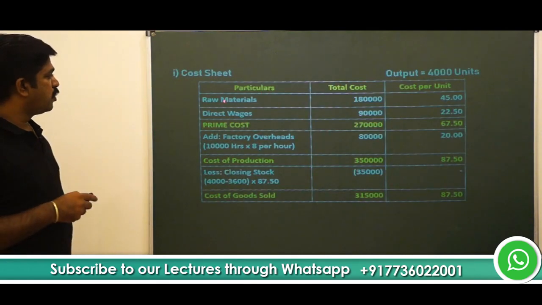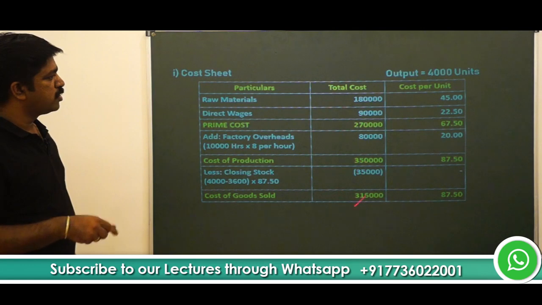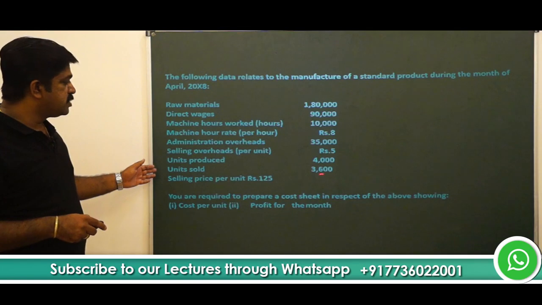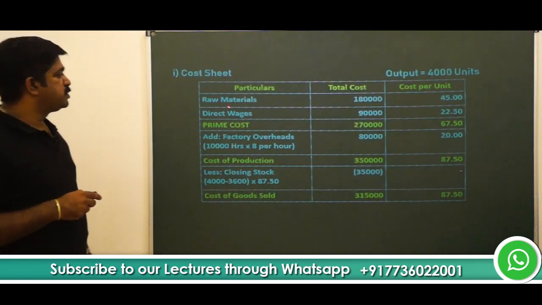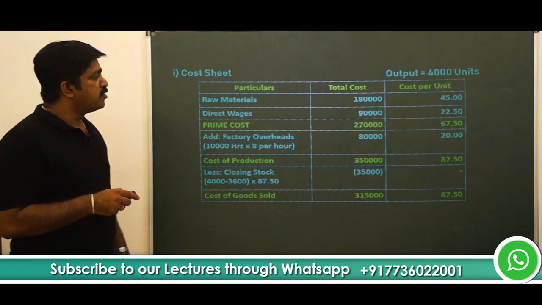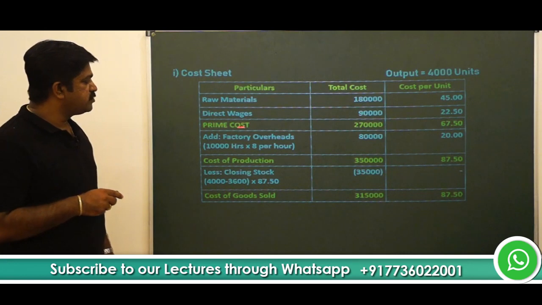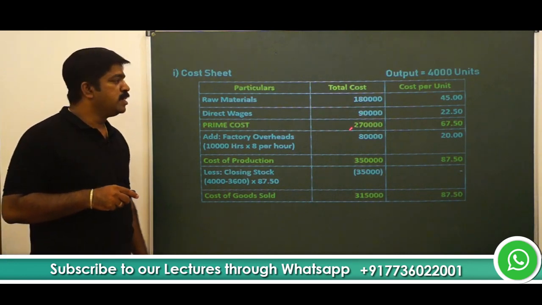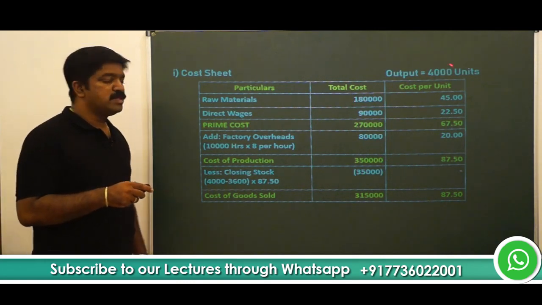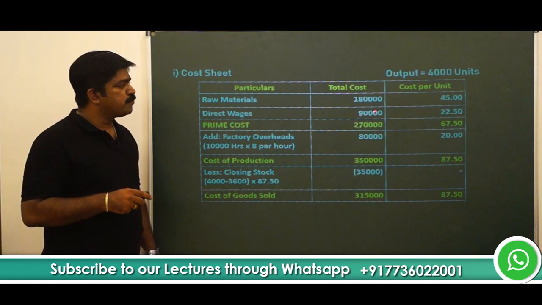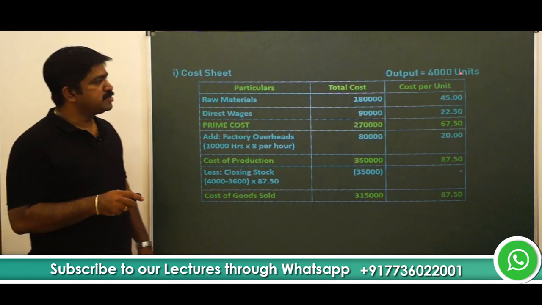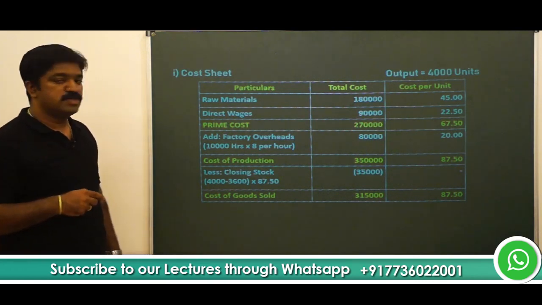Cost sheet will have 3 columns: particulars, total cost, and cost per unit, and here the output is 4,000 units. Of course the sold units are only 3,600. First we are capturing the raw material, which is 1,80,000, and direct wages 90,000. And when you add these two, that is raw material and direct wages, we will call it prime cost, which is 2,70,000. If you want to know what is the cost per unit, take each and every item divided by 4,000. 1,80,000 divided by 4,000, it is 45. 90,000 divided by 4,000, it is 22.5. Of course the total 2,70,000 divided by 4,000 is 67.5. This is your prime cost.